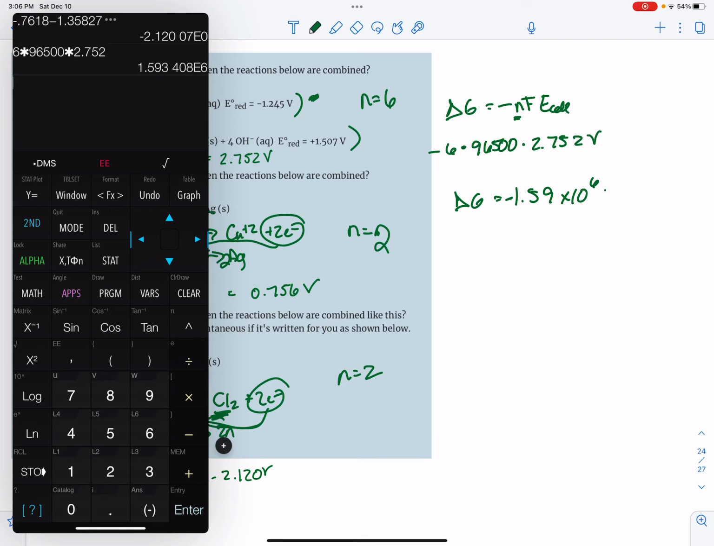And this one's going to be coming out in joules, because a volt is a joule per coulomb, and this is a coulomb per mole, and then this is a mole. So cancel, cancel, and we're left with joules. So if you were asked to solve for it in kilojoules, it'd be 1.59 times 10 to the 3rd kilojoules.